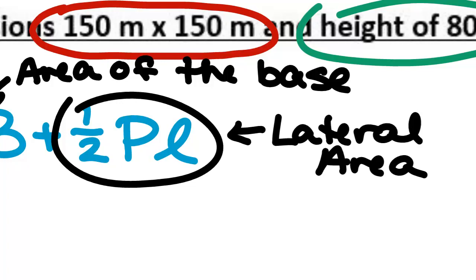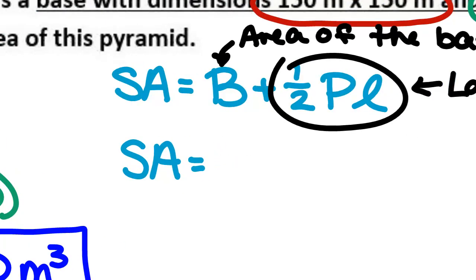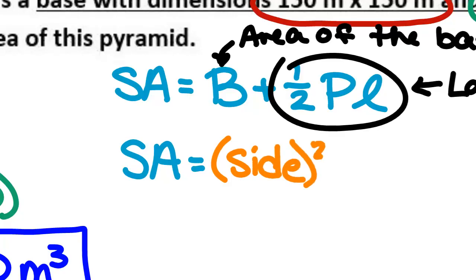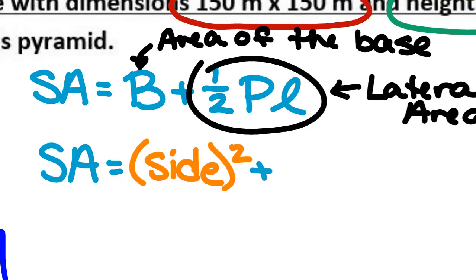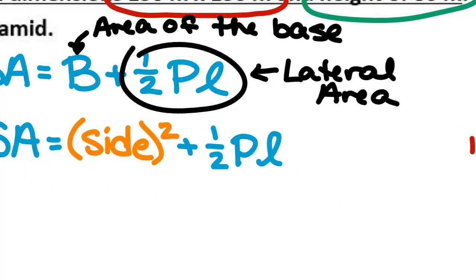So that's what we're going to use for the third thing they asked. So we're going to calculate the lateral area as part of the surface area. You guys told me that the base was a square, and the way we calculate the area of a square is side squared plus 1/2 times the perimeter of the base times our slant height. Do we know the slant height? No. So we're going to have to come in and find the slant height.